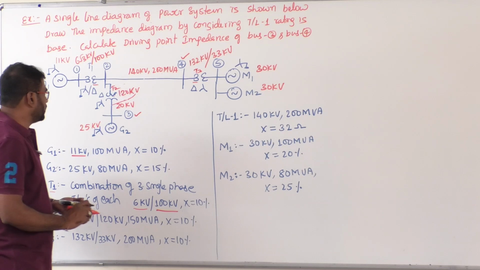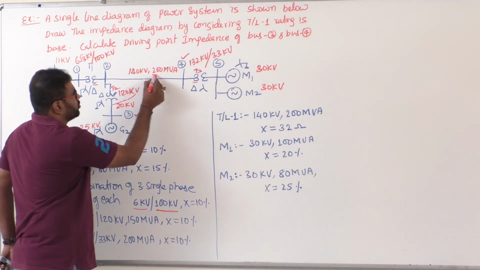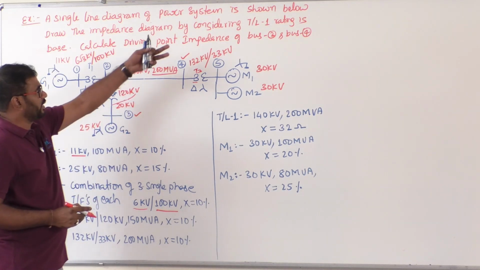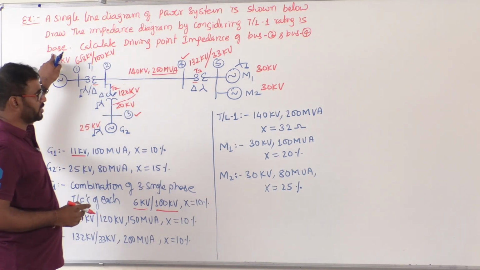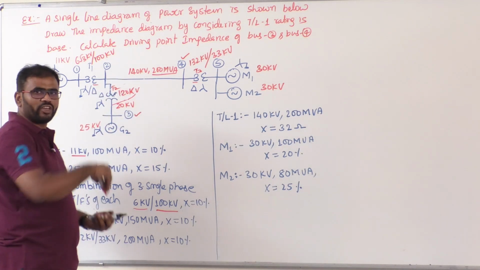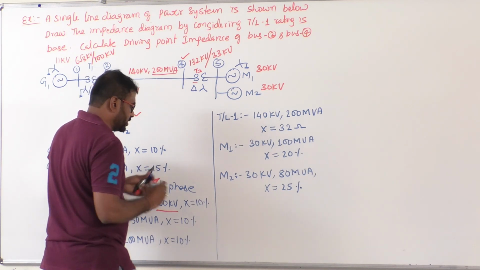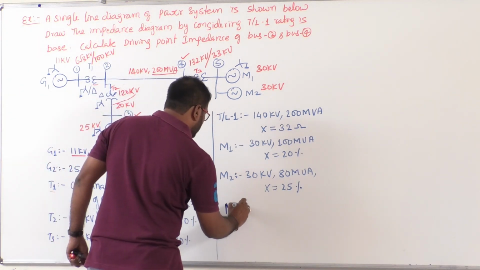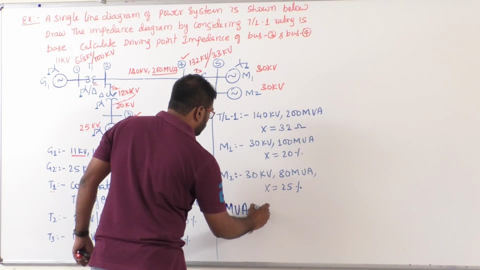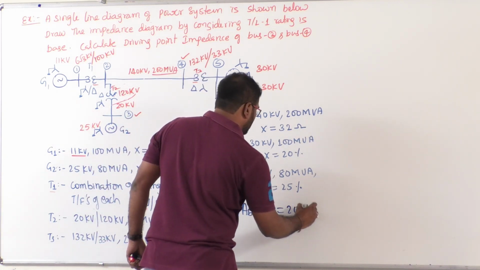Okay. Now before that, for the complete system, what is the MVAB new? Consider the transmission line rating as base. That is the question, correct or not? Transmission line rating is the base, and you need to draw the impedance diagram. That means for a complete system, what is the MVAB new? For a complete system, the MVAB new is 200.